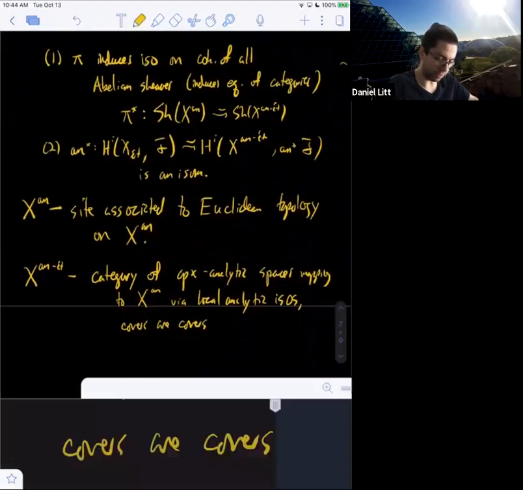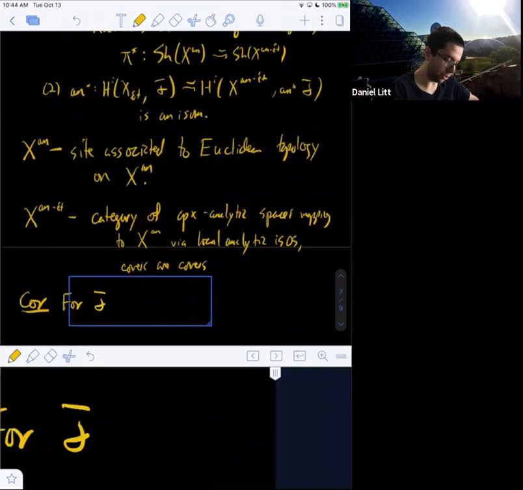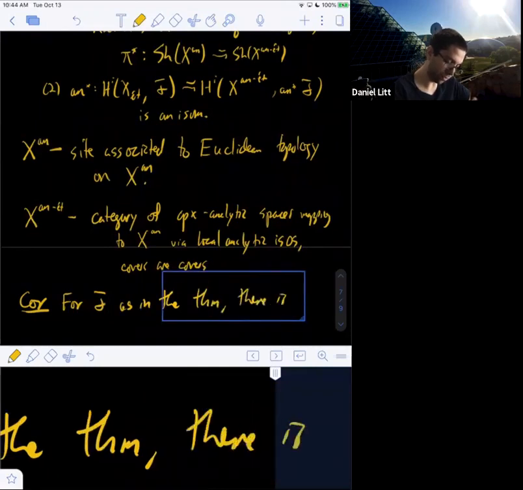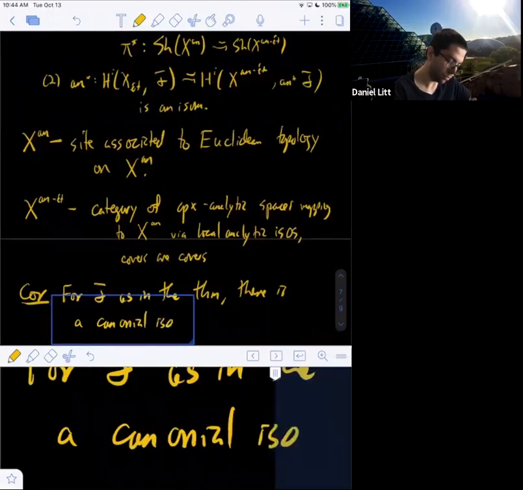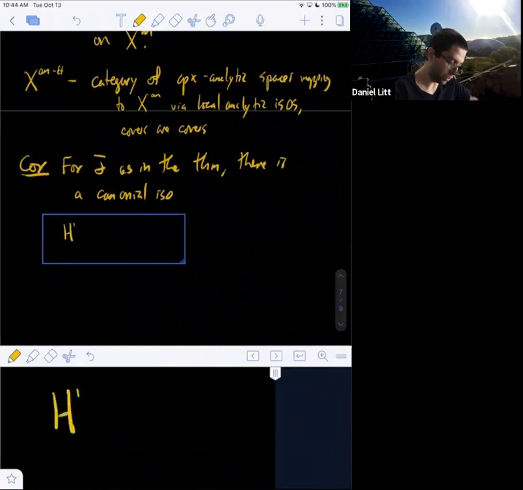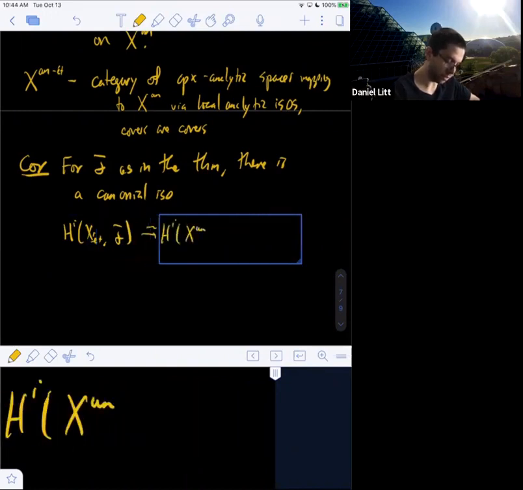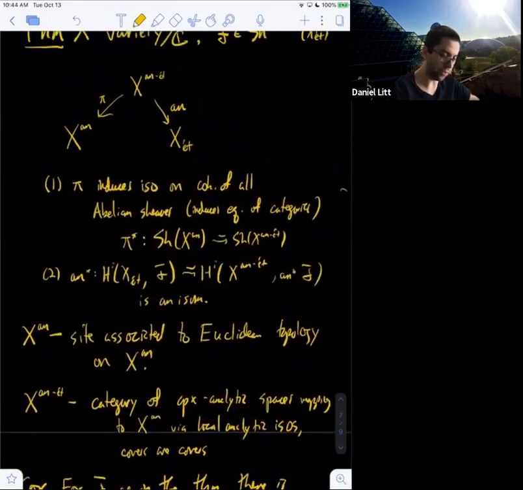So what's the main, let me state the main corollary. The main corollary is that for F as in the theorem, there's a canonical isomorphism between H^i of X étale with coefficients in F and H^i of X^an with coefficients in F^an. So what is this? What is F^an?